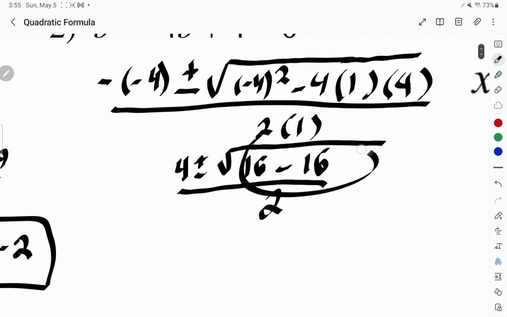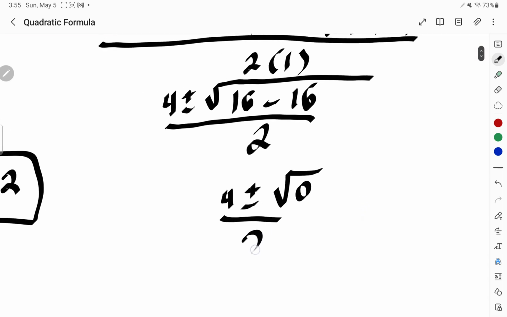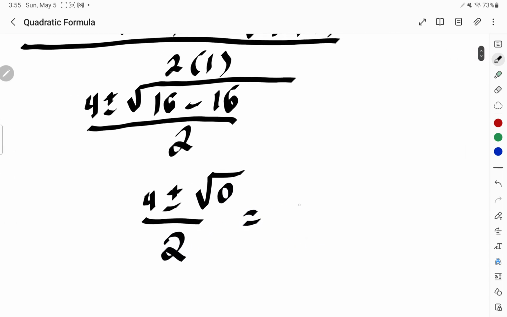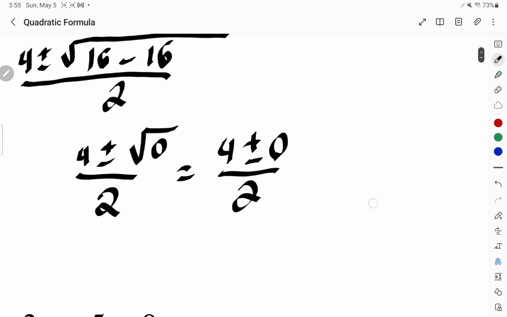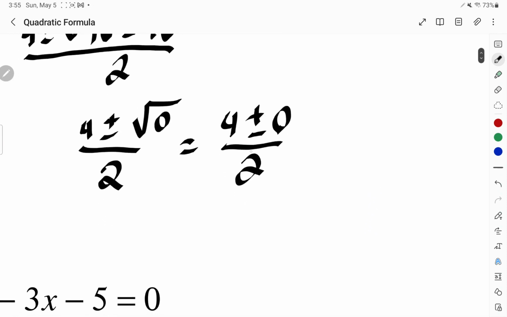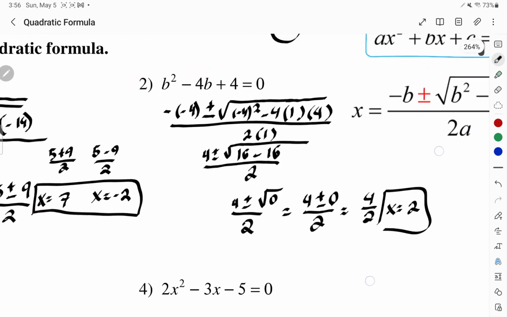So what's going to happen with those two? You can probably guess it's going to come to 0. So I'm going to have 4 plus or minus the square root of 0 over 2. The square root of 0 is 0. So it's 4 plus or minus 0 over 2. Now, this is what I was talking about, one solution. Whenever you add or subtract the 0 from the 4, it's not going to change it at all. So basically we have 4 over 2, which means x is equal to 2. That's my answer for the second one.